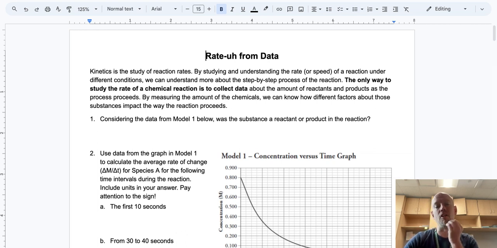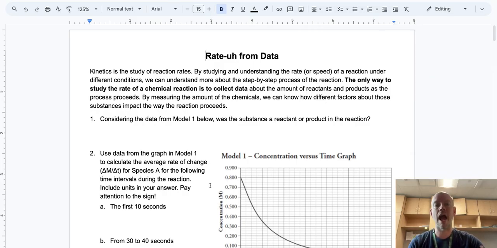So this is just a quick overview of the three parts from this packet. Rate from data, very clever. But the idea, as we build on mechanisms, experiments, and collision theory, is that the only way to truly know what speeds up and slows down a reaction is by doing an experiment and measuring that impact. So this packet is grouped into three sections that show how we can do that.